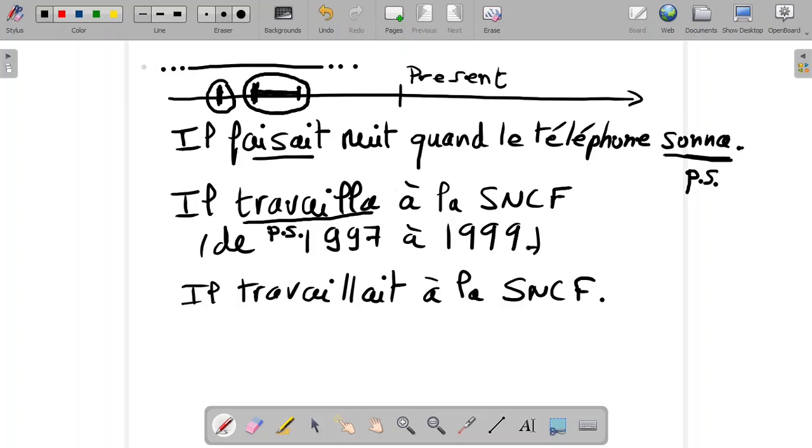And that corresponds to this. Something that was ongoing in the past. But as soon as you put your beginning and an end, you have to use the passé simple, simple past. Okay? So this thing here, if you read a book, you're gonna see that construct very, very often. Imperfect, imparfait, then you have quand, when, and then you have something passé simple, simple past. So that's it for the imperfect and the simple past.